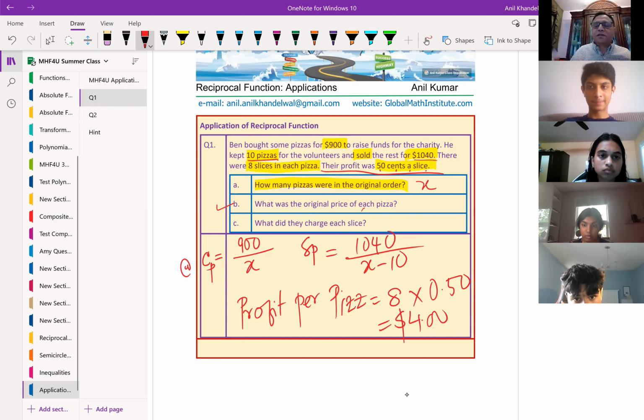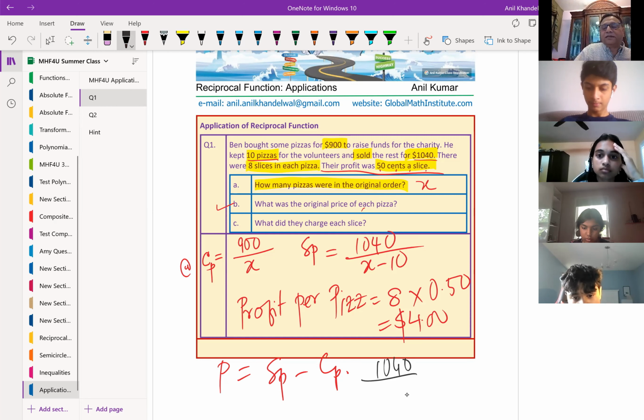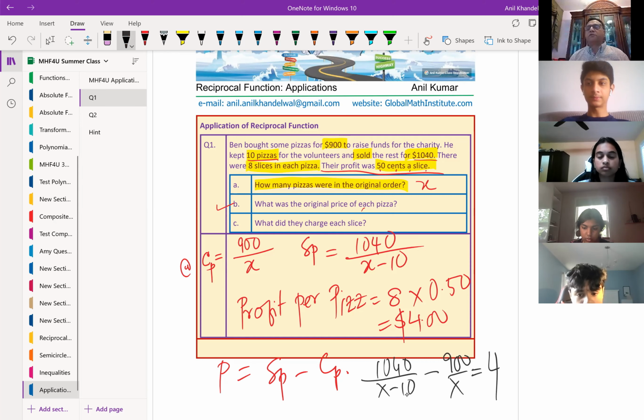And what is profit? Profit is equal to selling price minus cost price. Profit is the difference of selling and cost price. Simple. So we have an equation that the selling price, 1040 over X minus 10, has to be much greater, then only will you get a profit, correct? You can now write down that 1040 divided by X minus 10 minus 900. We are talking in terms of each pizza, and the profit made is $4. Done. You get your equation. Is this equation clear to everyone?